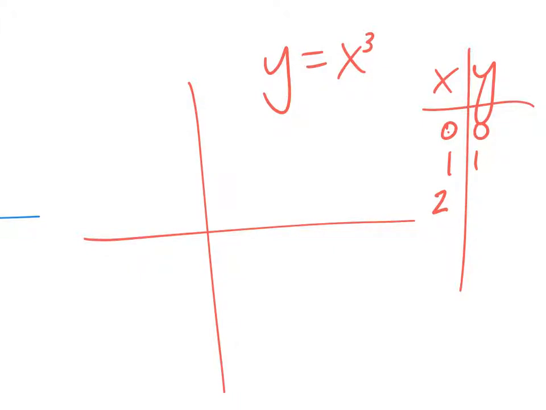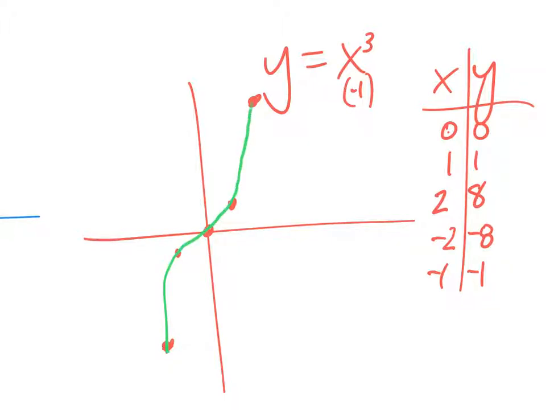What's 2 to the third? 8. How about negative 2? Did anybody put in negative 2? If you did, you got negative 8. All right, now I'm going to graph these. 0, 0, 1, 1, 2, 8, negative 2, negative 8, sorry, is way down there. The one I kind of skipped over was negative 1. What's negative 1 when you put it in here? Negative 1. So then that's here. And then you just have to connect the dots.